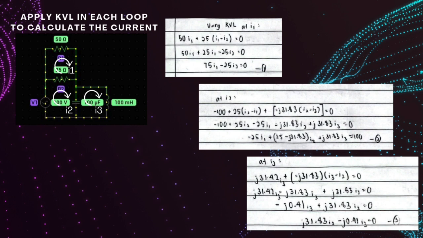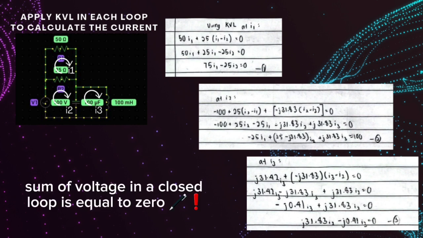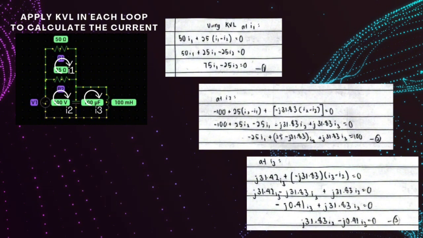The KVL states that the sum of the voltage drops around any closed loop must be equal to 0. For each mesh, we will write KVL equations considering both the resistive and reactive components. This results in a system of equations for the mesh currents I1, I2, and I3.